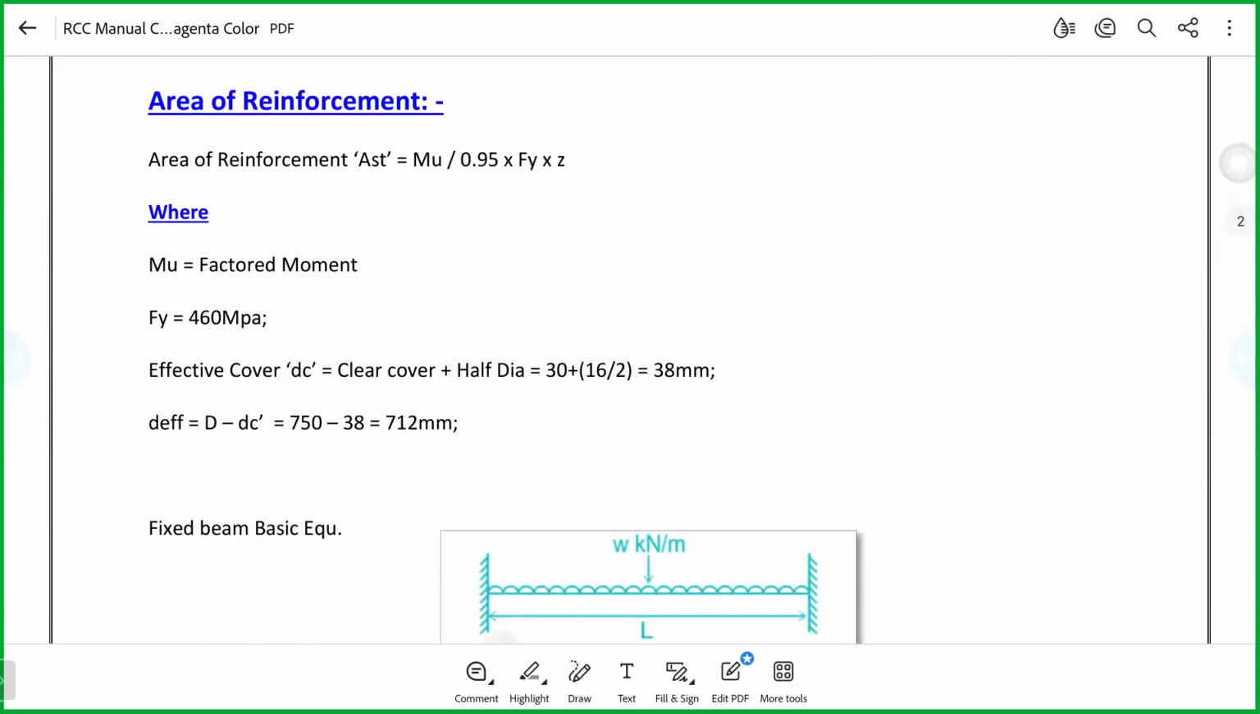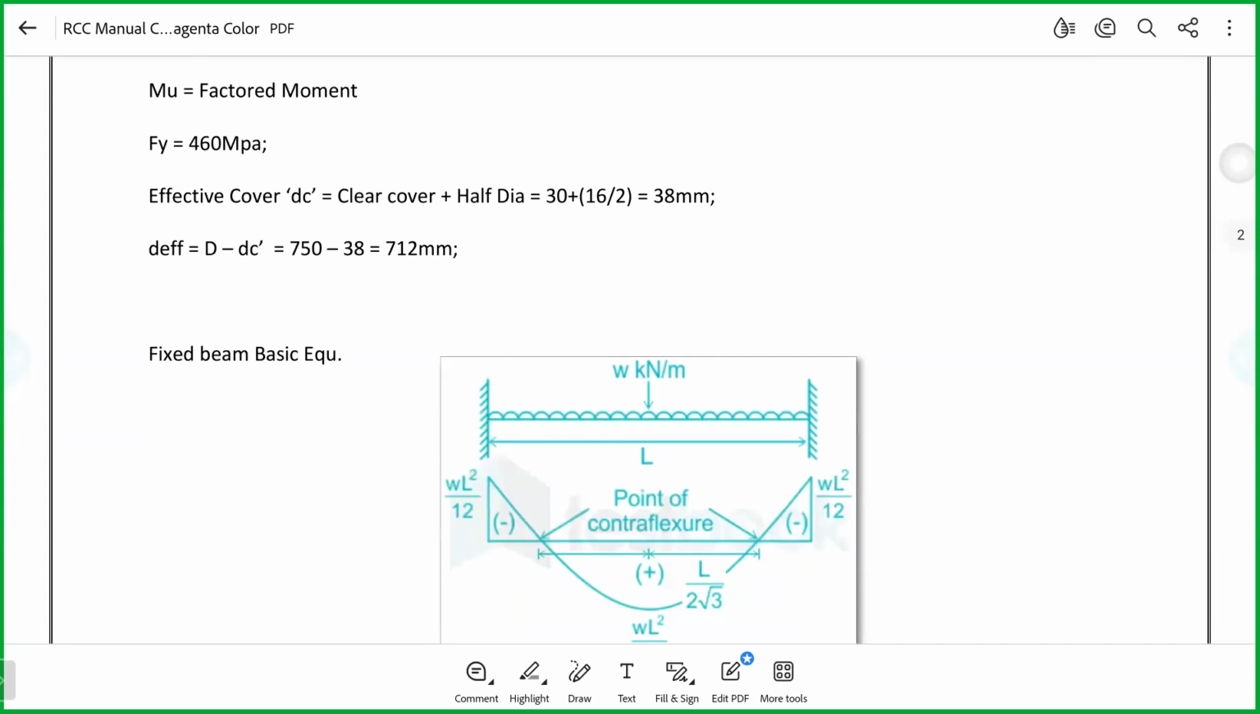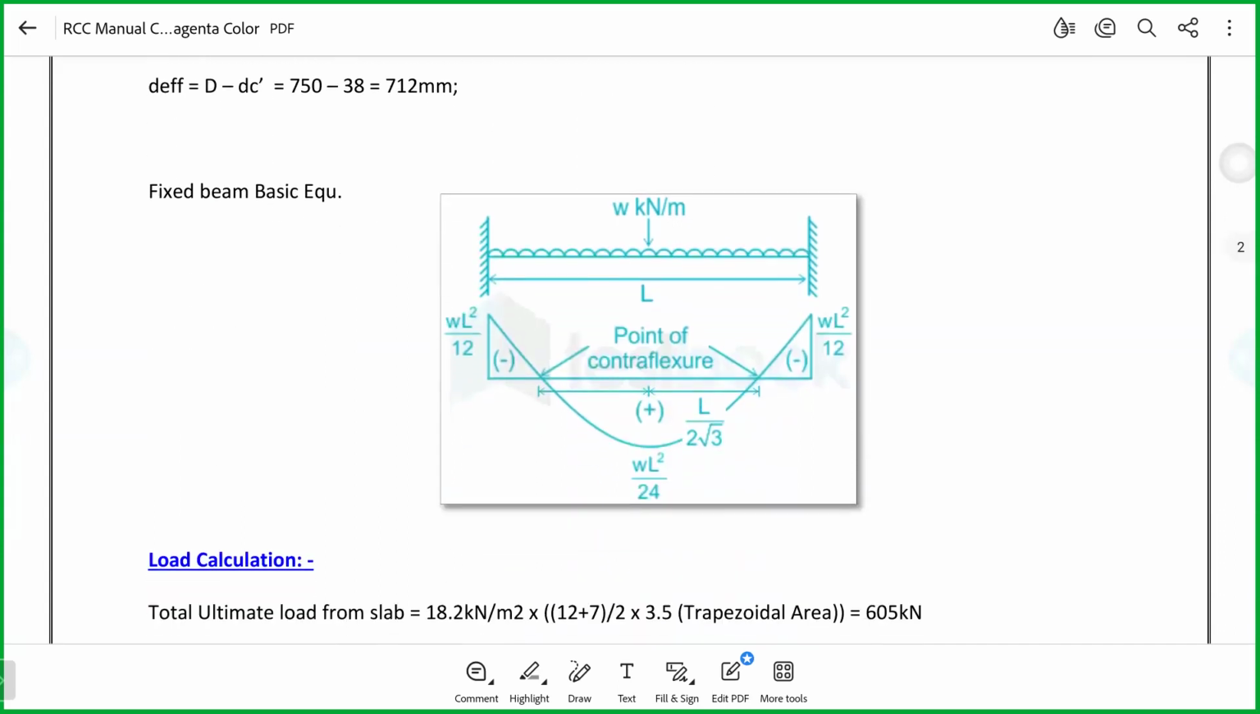The area of the reinforcement and these things are not going to change. The only thing that changes is the effective cover, because the clear cover in slab is 25 millimeters, but the clear cover in beams is 30 millimeters, 3 centimeters. The rebar assumed in the slab is 12 millimeters, but the minimum diameter in beams is 16 millimeters. That is the only change, 38 millimeters. 750 minus 38 is 712 millimeters. And this is assuming a fixed beam.